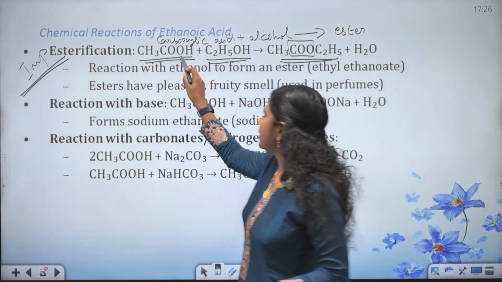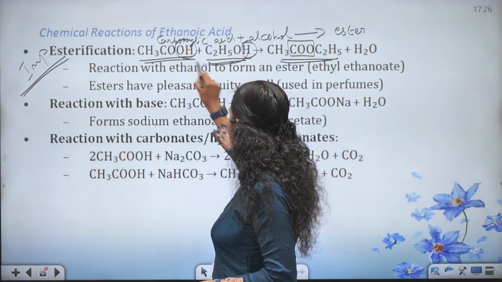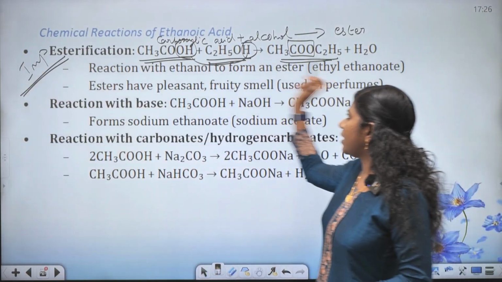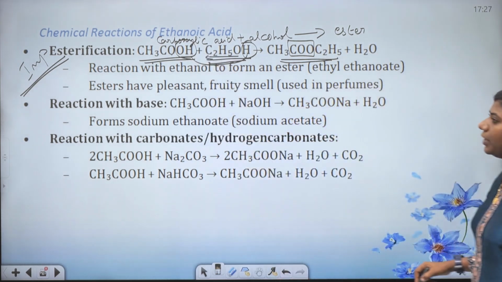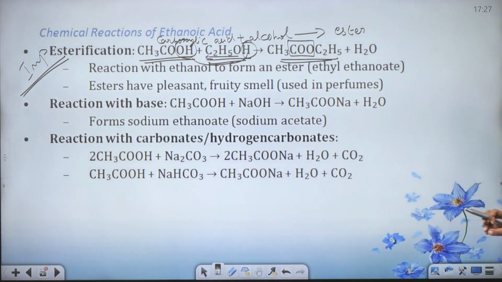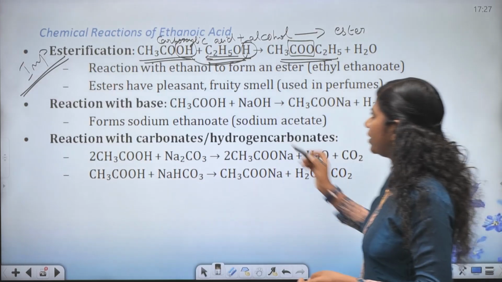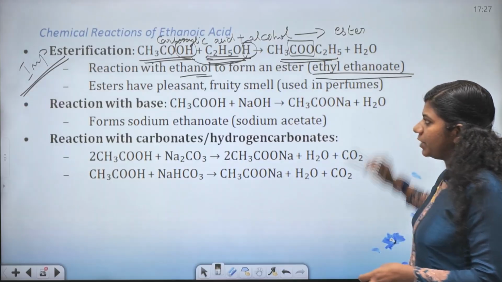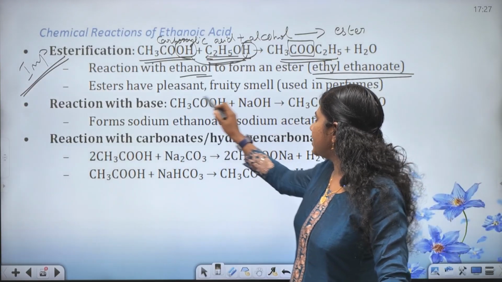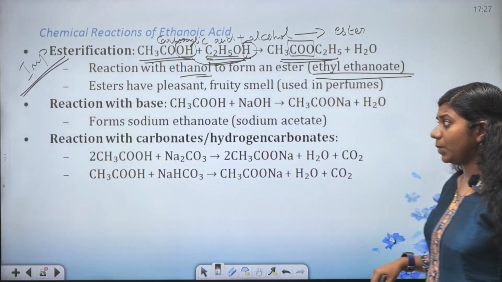CH3COOC2H5. Here the OH group and the H+ ion combine to eliminate a water molecule, and the remaining part is CH3COOC2H5, that is ethyl ethanoate. A carboxylic acid reacts with an alcohol to form an ester. That reaction is called esterification. Esterification means formation of an ester. Here, ethyl ethanoate is formed. Esters have a pleasant fruity smell. They are used in perfumes.